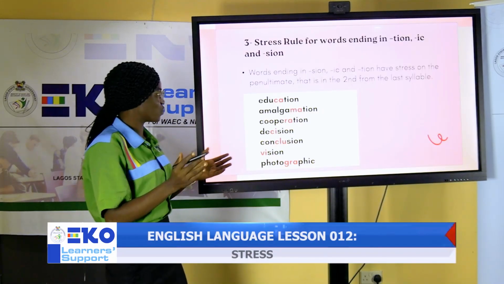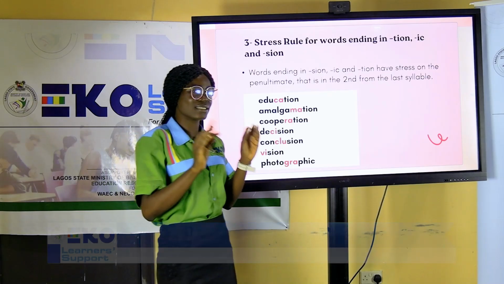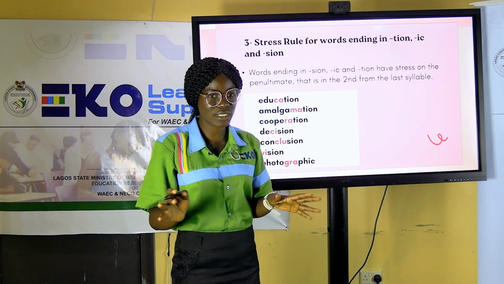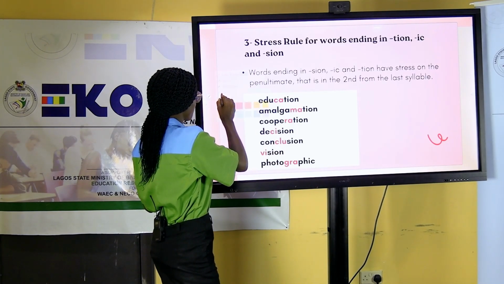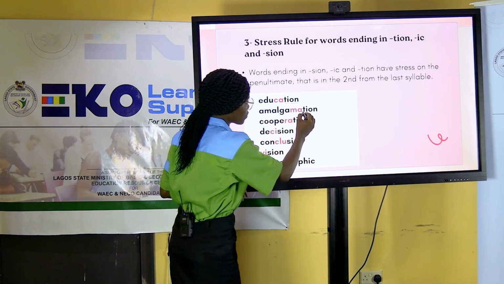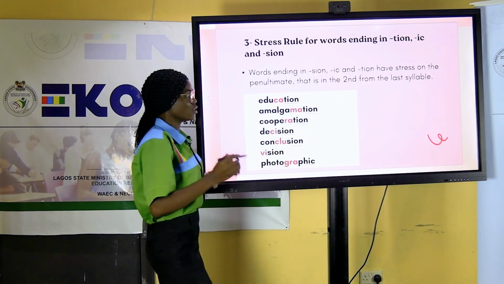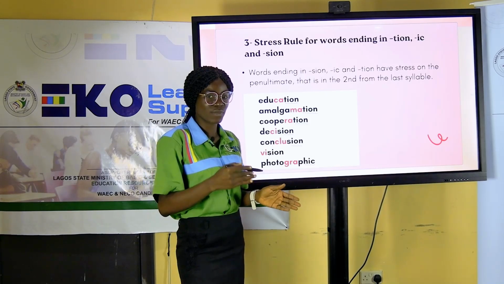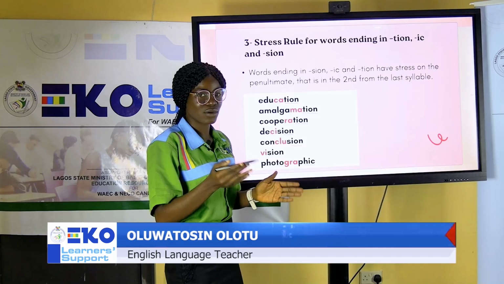Now we also have another rule, and this rule says stress rule for words ending in tion, ic, or sion, and this is a bonus mark anytime you come across questions like this, where you see a word that ends with tion, sion, or ic. You should stress the second syllable from the end. That is the penultimate syllable. Penultimate syllable means the second syllable from the end.